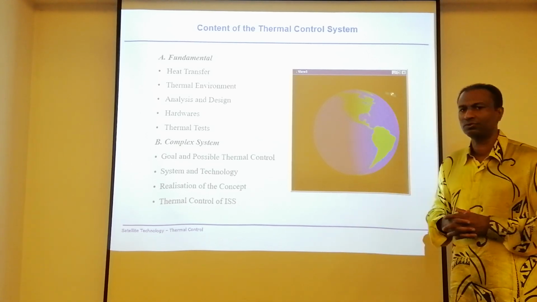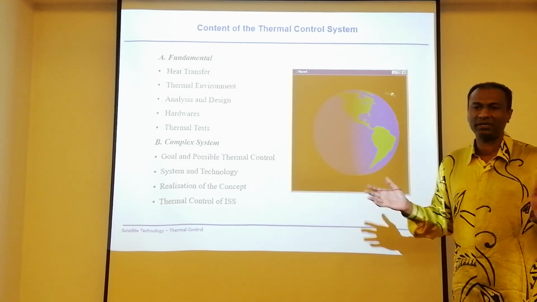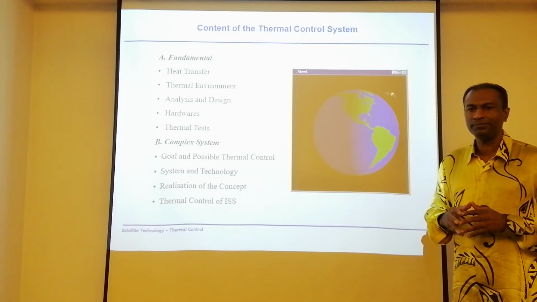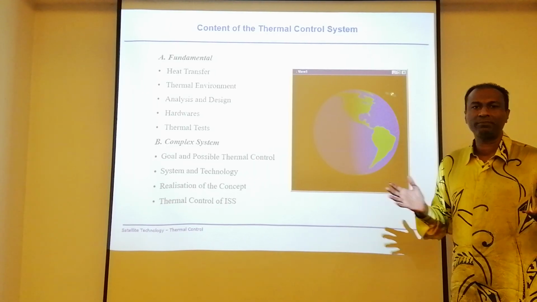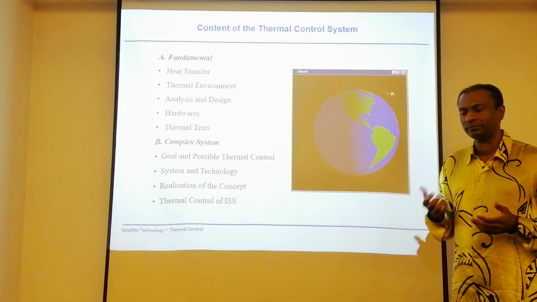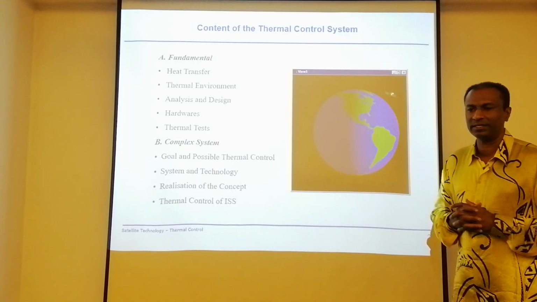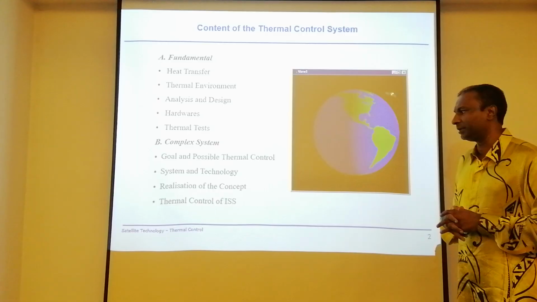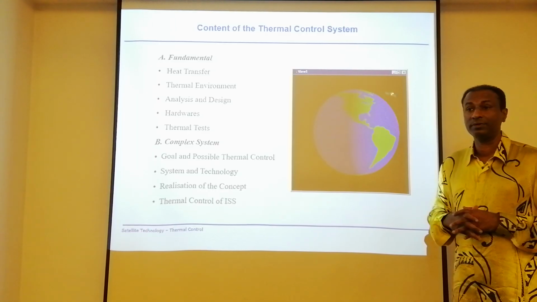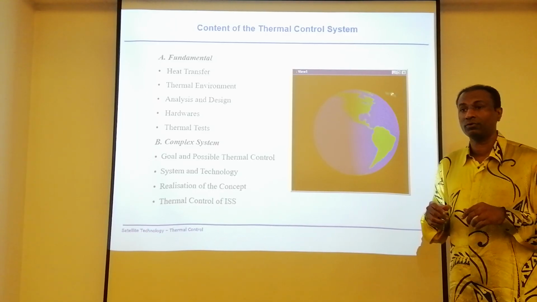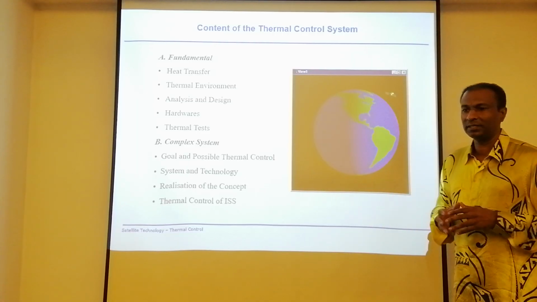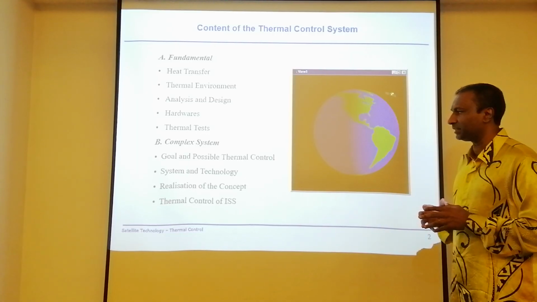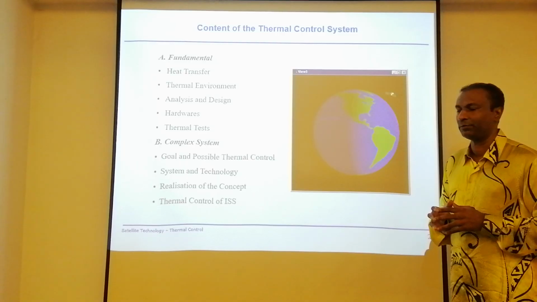If you look at LEO satellites, low Earth orbit satellites, at maybe about 500 kilometers of altitude, you will have at least about 19 orbits in a day. So 19 times you're going to get hot, and 19 times you're going to get cold. So there is a temperature variation, quite a drastic one, that we need to manage.